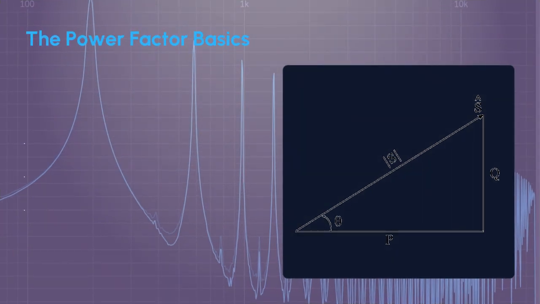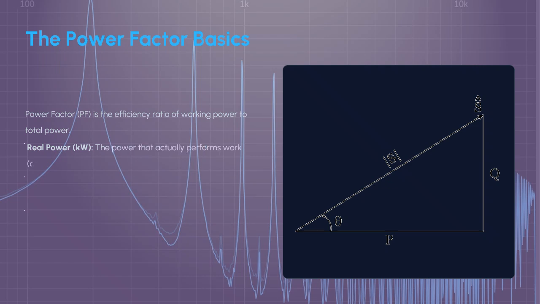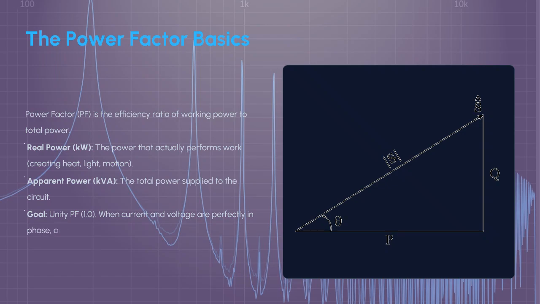The power factor basics. Let's establish our baseline. In a standard linear system, power factor is simply the ratio of real power, the kilowatts actually doing the work, to the apparent power, or kVA, supplied to the circuit. Our goal is always unity power factor, where voltage and current are perfectly synchronized, ensuring maximum efficiency.